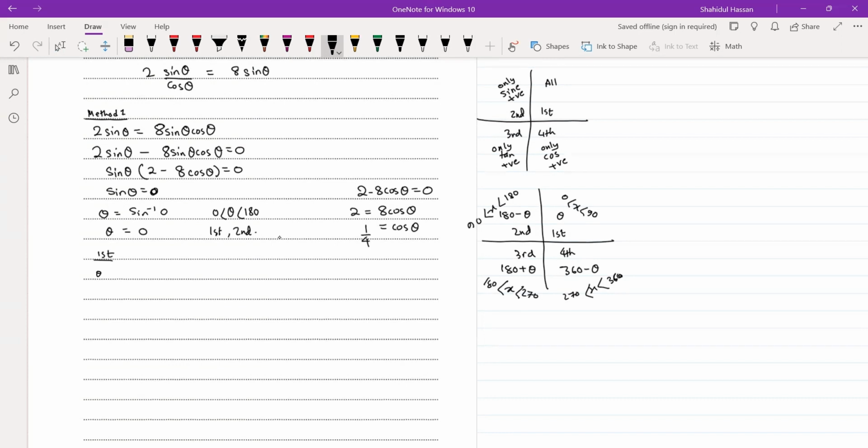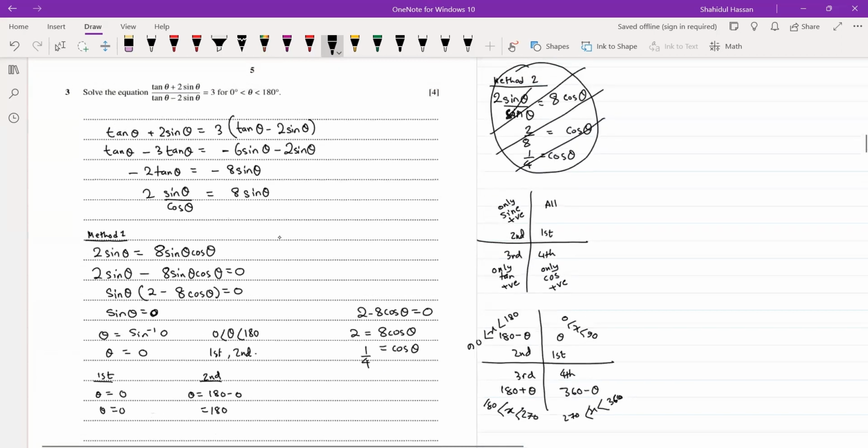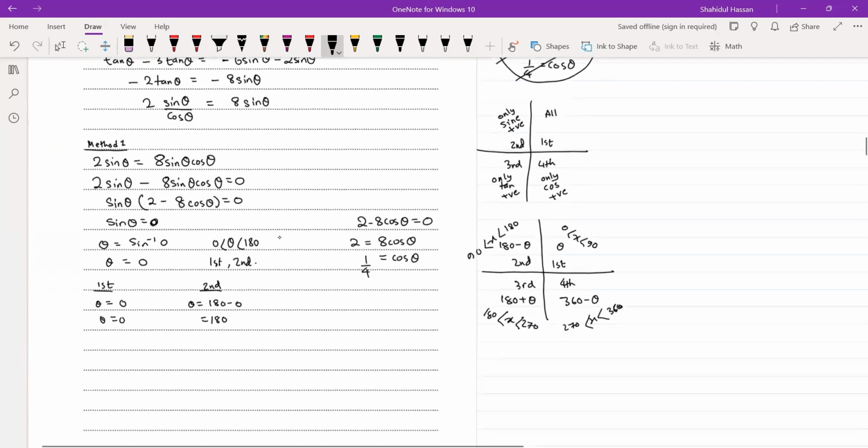In the first quadrant theta is equal to the basic angle 0, and in the second quadrant theta is equal to 180 minus 0. So here we have 180 degrees and here we have 0. So theta value is 0, theta value is 180. Now, interesting thing, students: theta is greater than 0 and theta is less than 180. Here theta equals 0 comes, so these two are just outside the range.